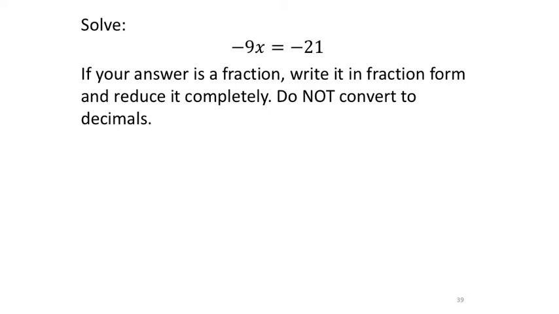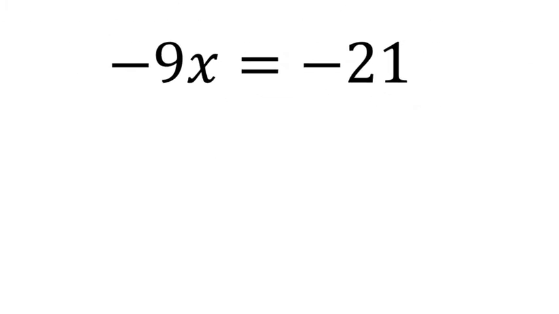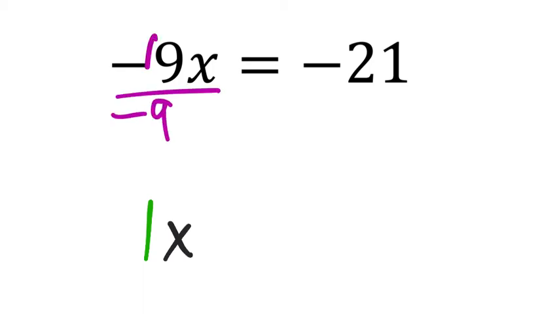So on this one, negative 9x equals negative 21. Let's look at this one, then we'll consider whether the answer needs to be written as a fraction, right? So I don't want this to be negative 9 times x. I just want this to be, again, that's a phantom 1x. How do I force a negative 9 to be a 1 and not change the value of this thing? I'm going to divide it by itself. Just the coefficient, though. Negative 9 divided by negative 9 is 1.